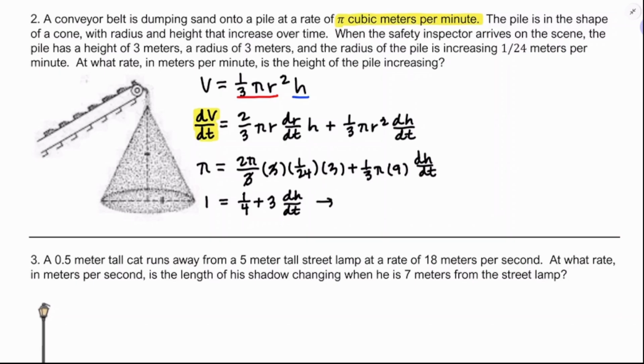Then I'm going to say, all right, I'll subtract 1/4 from both sides. 3/4 is equal to 3 times dH/dt, and that's telling me that dH/dt is going to need to equal 1/4.